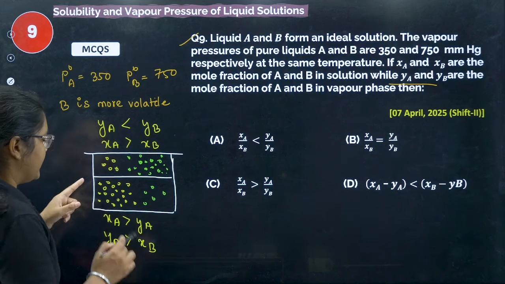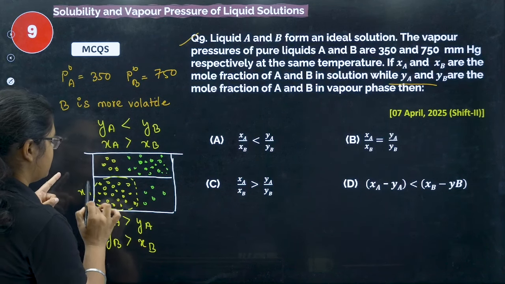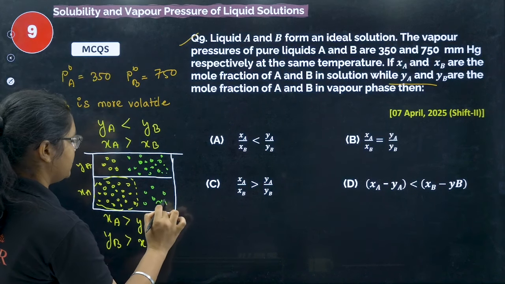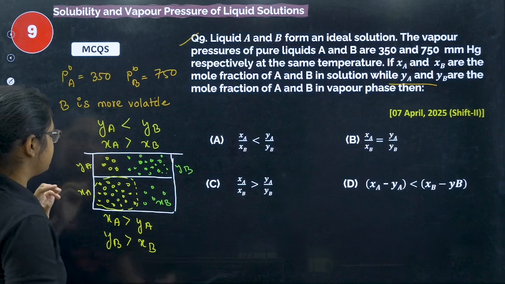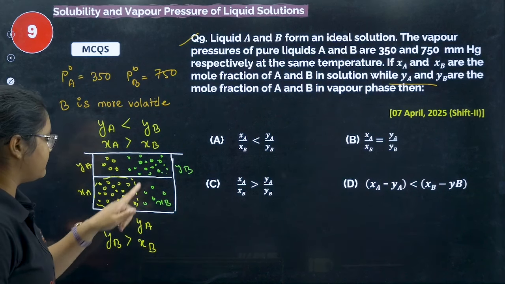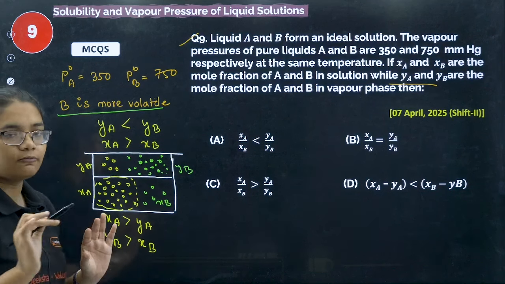Can I get this one? XA, the number of moles of A: here this is XA, this is YA. Similarly, this is XB and this is YB. So I can say that XA is more than YA and YB is more than XB. Why is this all happening? Because B is more volatile.